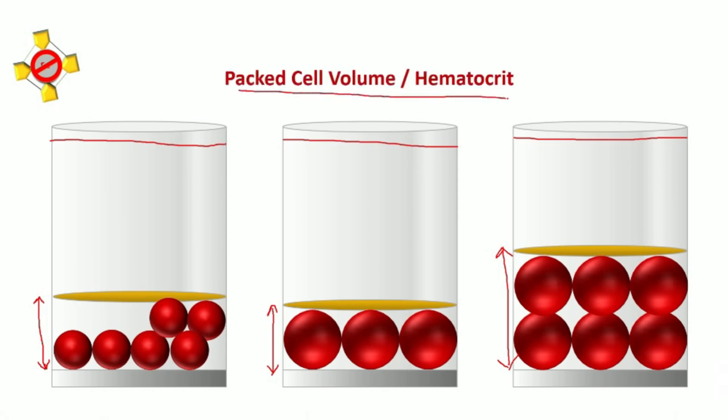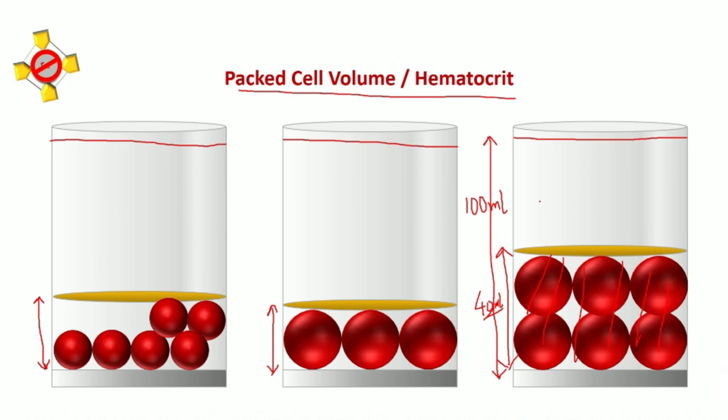So there is something called packed cell volume or hematocrit. Packed cell volume or hematocrit is the volume occupied by red blood cells. It is the percentage of volume occupied by red blood cells in a blood sample. Normally, 40% of the volume of a blood sample is in the form of red blood cells. So let's suppose this was a 100 ml sample of blood. Out of this 100 ml, 40%, 40 ml would be the volume that would be occupied by closely packed red blood cells. This is the hematocrit or packed cell volume.